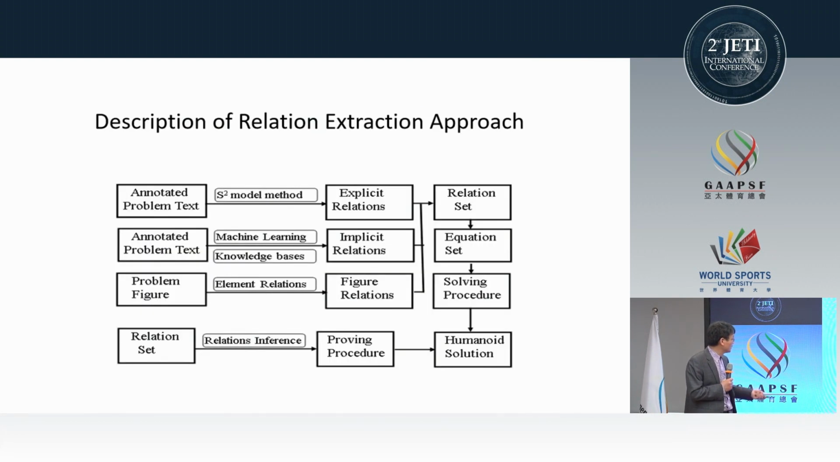Okay, this is our diagram of how to solve the problems. Okay, first we annotate the problems. Then we use the S-square model to get the explicit relations. Okay. Then use machine learning, other knowledge bases, all these things to get the implicit relations. Okay. And we also have a method to get the relations from the problem diagram. Our method is automatic, okay, all the steps are done by algorithms.